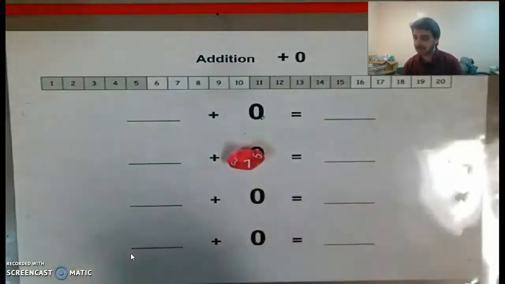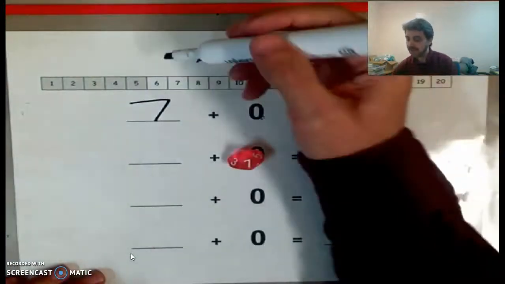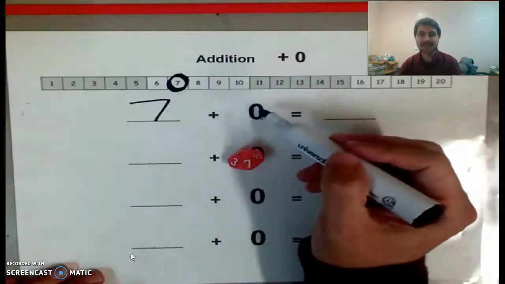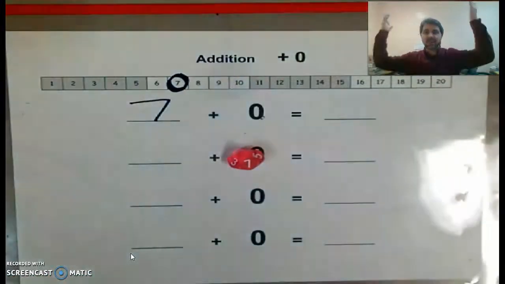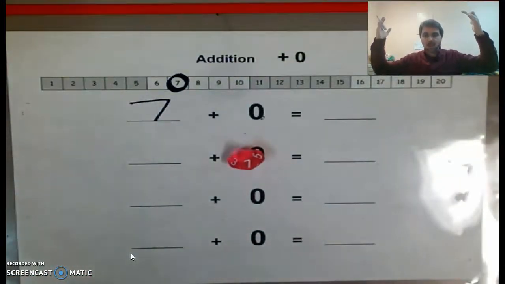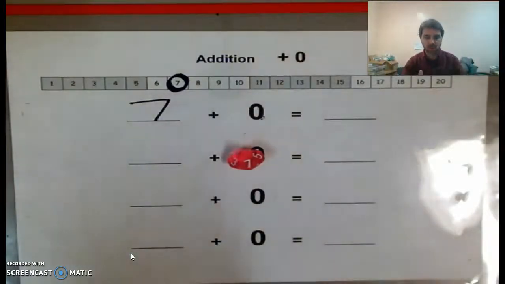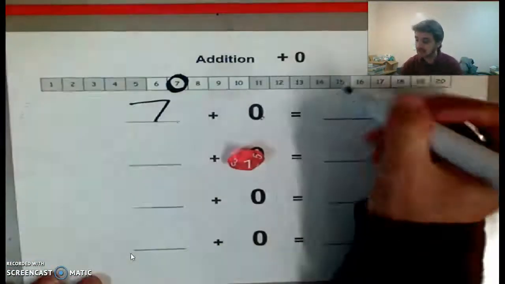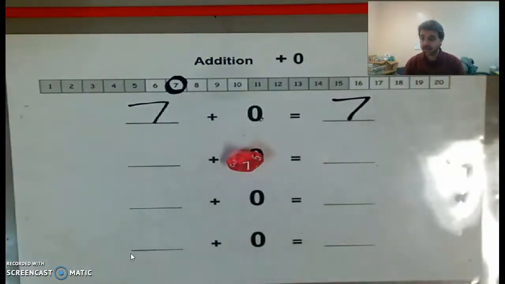All right, so I'm going to write down 7. I'm going to find 7 on the number path, and I'm going to add 0 to it, which means I'm going to do nothing, right? It's like, when do you ever get to do nothing in school? When does your teacher ever say, hey, how about you do nothing? And you're like, great, I'll do nothing. That sounds fantastic. Well, that's what I'm saying to you. Do nothing to the 7 because you're adding 0, which means nothing. So if you do nothing to 7, you get, drum roll please, 7. Okay? All right, easy peasy, lemon squeezy.